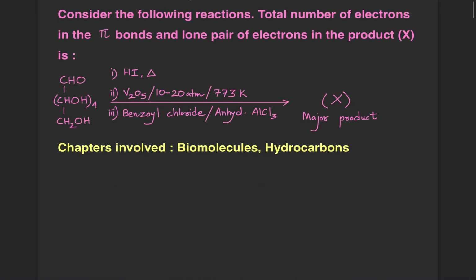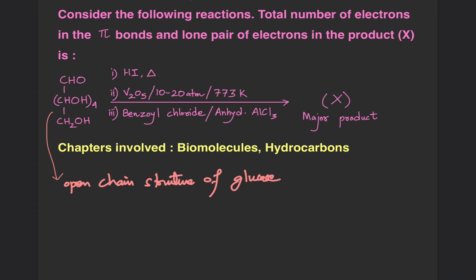So we are starting with this guy. Okay. And this is the open chain structure of glucose. Okay, and it is subjected to the first set of reagents, that is HI and heat. Okay, so we should know that glucose on reduction with HI and heat gives n-hexane.